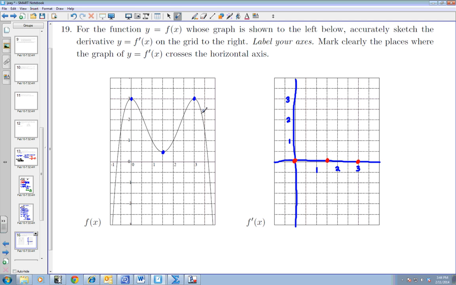Anywhere you have a maximum, that's where it crosses the x-axis. I also have a max. The derivative has to go from positive to negative, or above the x-axis to below the x-axis.